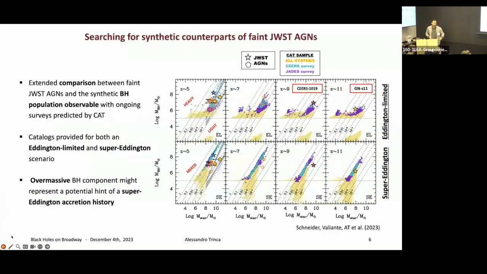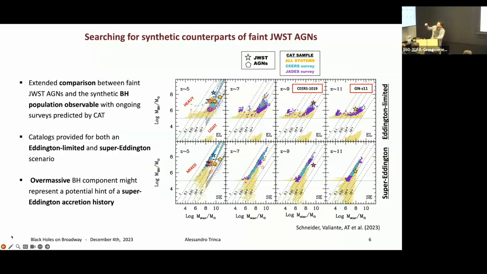Prompted by this detection of faint AGNs with JWST, we performed an extended comparison between this population of systems and the synthetic catalogs that we produced with the cosmic archaeology tool for both the accretion scenarios.